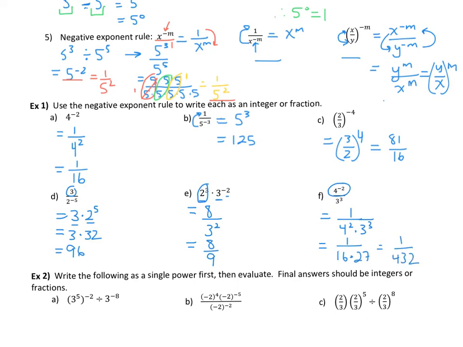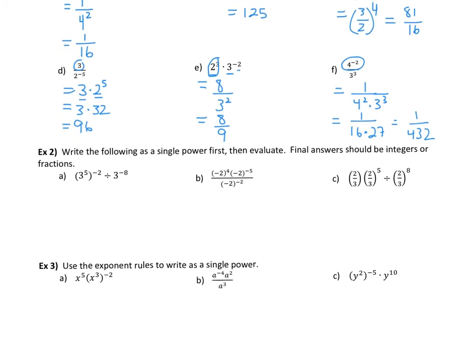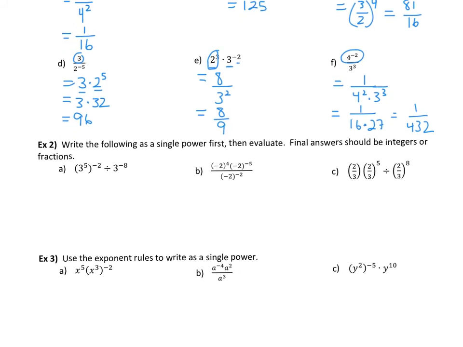All right, and our second example here: write the following as a single power first, so use the exponent rules, and then evaluate. Final answer should be integers or fractions. So you're going to follow order of operations. Order of operations says you've got to apply an exponent. So we've got a power of a power that has to apply before we can do the dividing here.